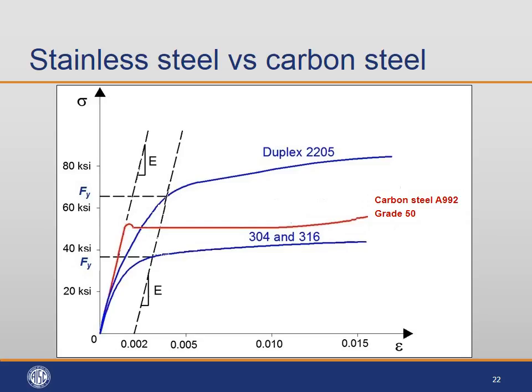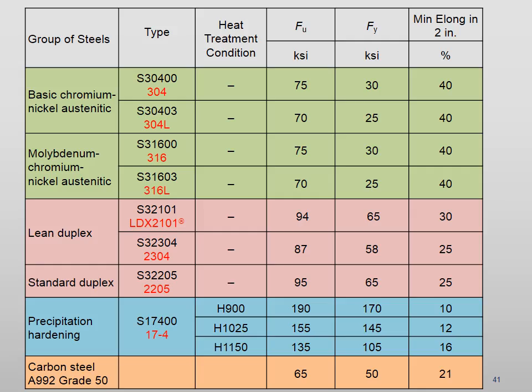On this slide, we show that for 304 stainless steel, we show 40 KSI. But then when we go to 41, we're using FY is 30 KSI. Why is the lower value used here?